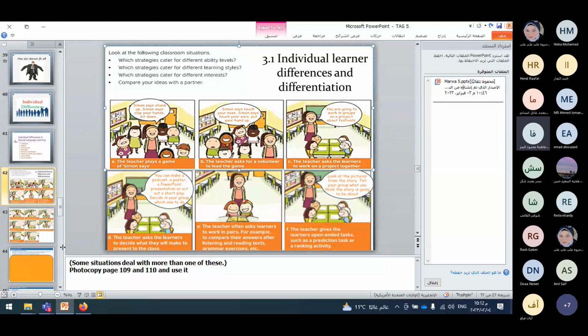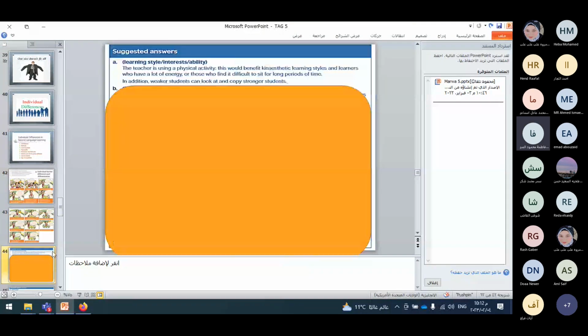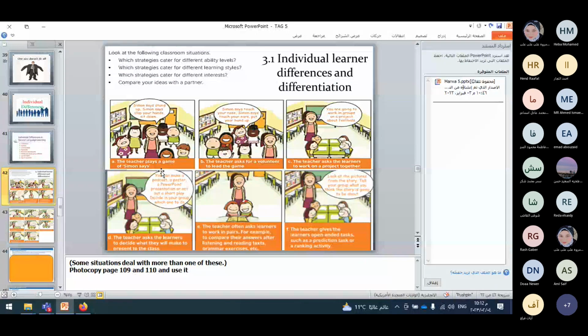Yes, Miss Marwa, I think it suits ability level and learning style. Miss Fathia, you are trying to say something. So, I think beside its ability level, it also suits learning style because he chooses another style of playing the game instead of doing the game himself. He chooses a volunteer. It's a different learning style.